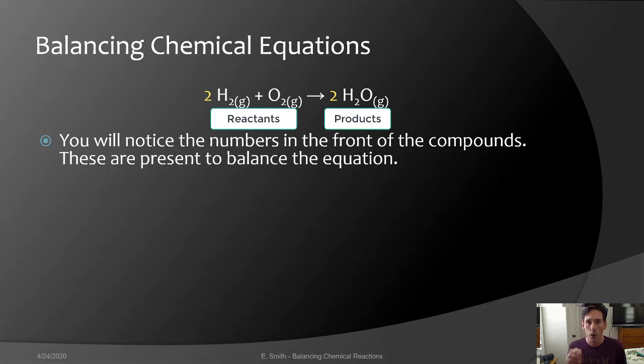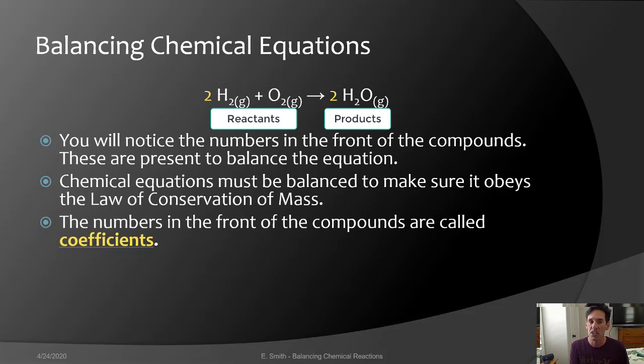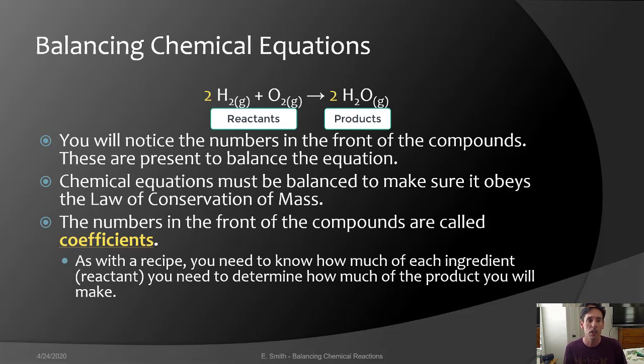In order for a chemical reaction to occur, it must obey the law of conservation of mass, meaning that mass cannot be created nor destroyed. So we use coefficients, the numbers in the front, to make it so that the reactants and the products are equal on both sides. As with a recipe, you need to know how much of each ingredient you need to determine how much of the product you will make.